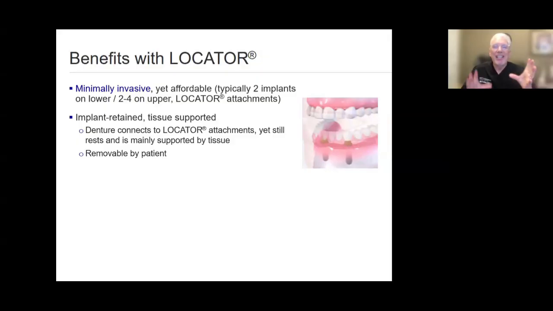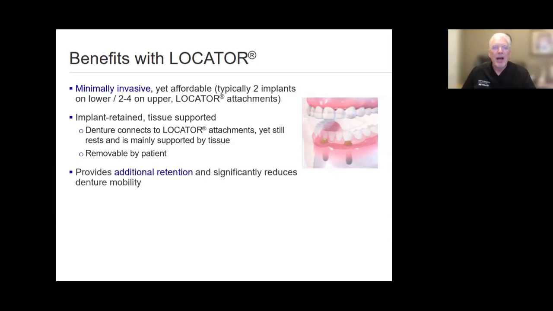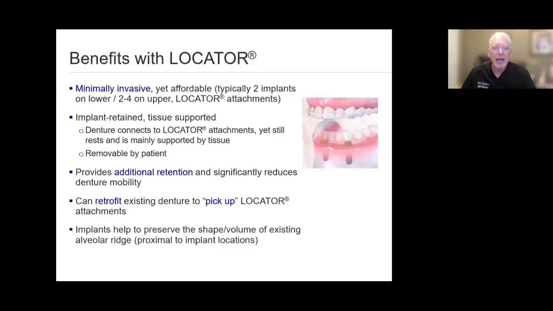It is implant retained, meaning the attachments retain it, but it's tissue supported. When it goes into function, it goes onto the edentulous ridges, which prevents overloading of the implants. And it significantly provides that additional retention for those patients who say my denture is too mobile, all the issues that we talked about a little bit earlier. I just referred briefly to retrofitting an existing denture. We're going to show you how to do this very predictably in part 2. It is not rocket science, and you all should be doing this for patients. It's a great service to do for them.